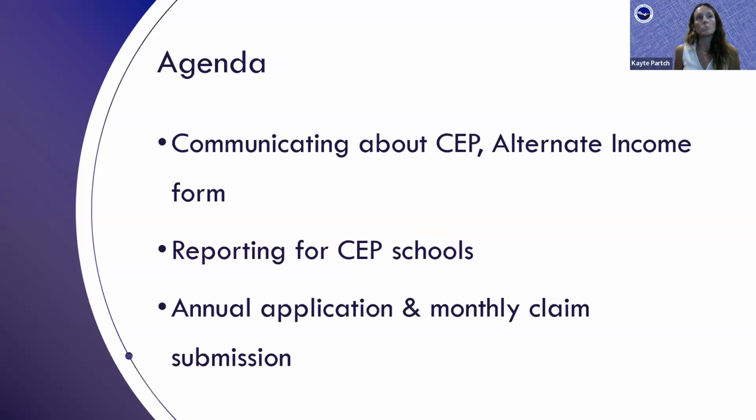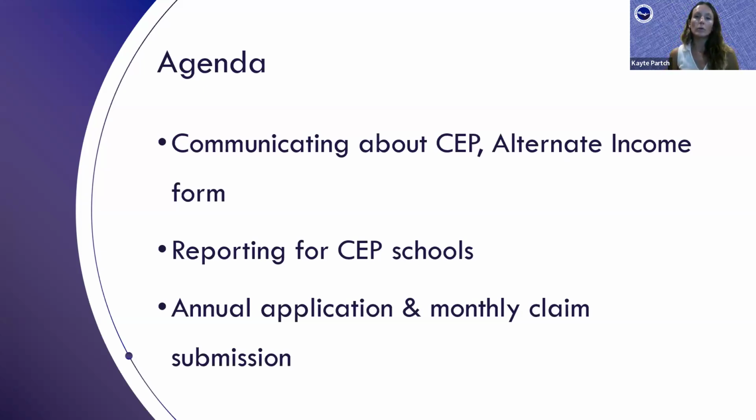the community eligibility provision and the alternate income form. So you want to make sure we'll do this with families and households if you're enrolled students. We'll talk a little bit about that and give some time to answer any questions you have about the communication and the alternate income form.